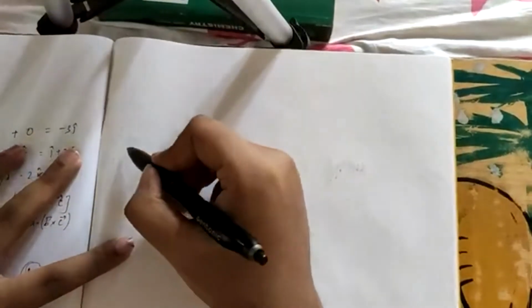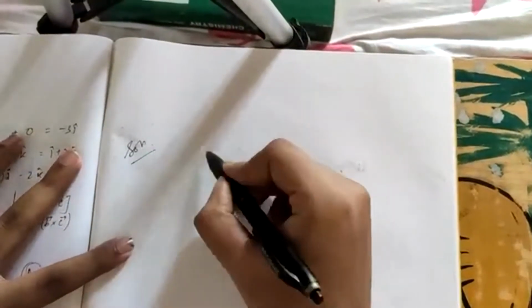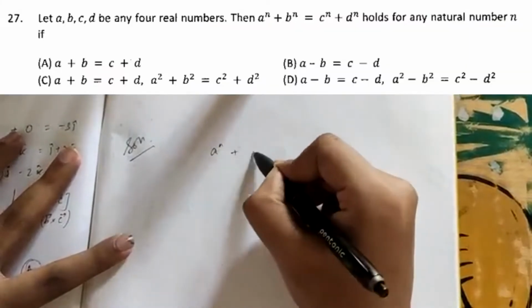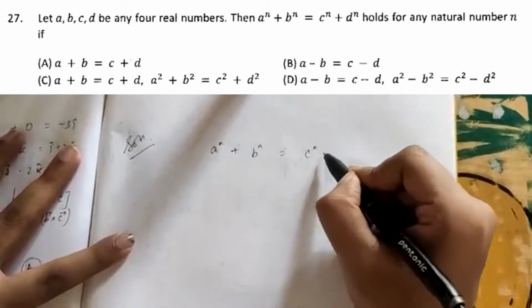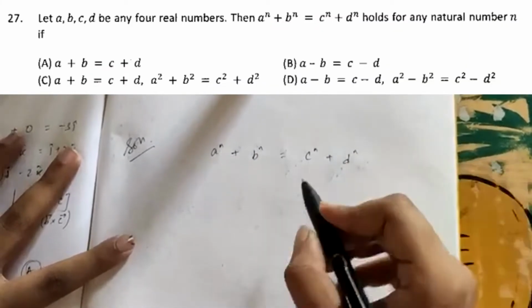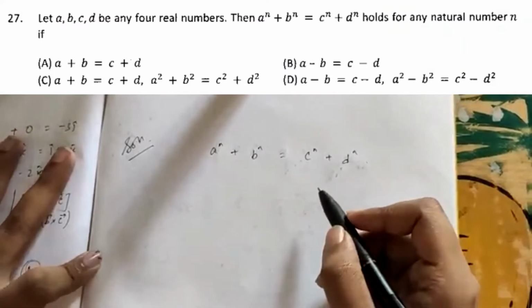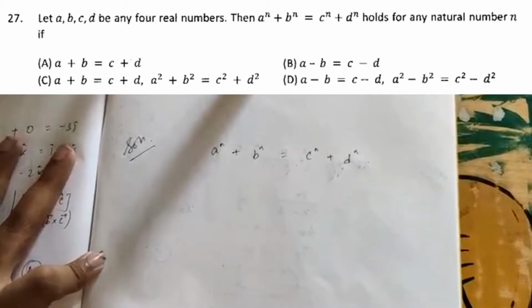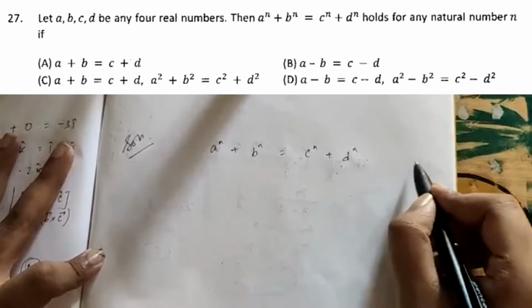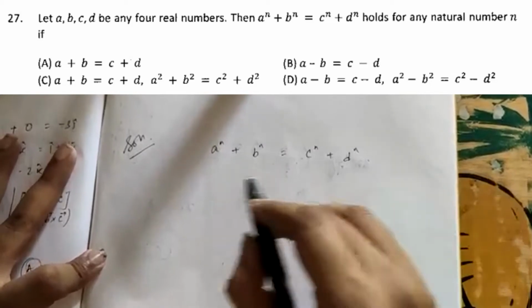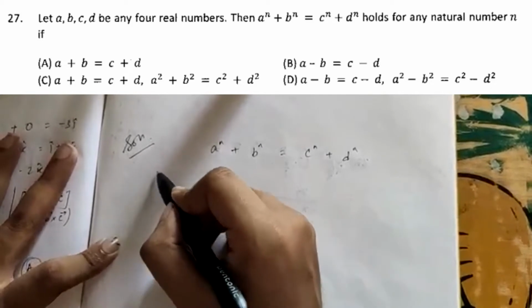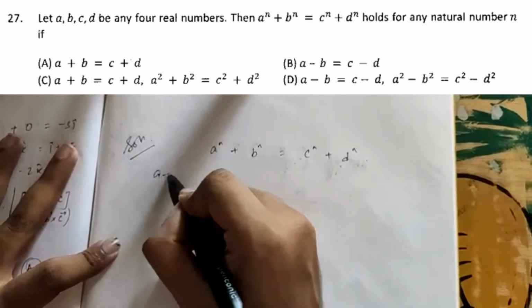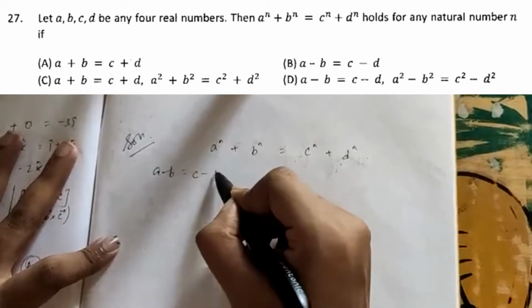Okay, so question number 27 is a very interesting one. It's telling that a to the power n plus b to the power n is equal to c to the power n plus d to the power n. So this is a very long question, and for such types of questions from number theory, we have to check options. So I am not checking all the options, I am taking option number D at first. So option number D is telling that a minus b is equal to c minus d.